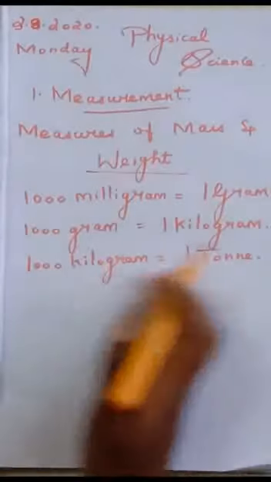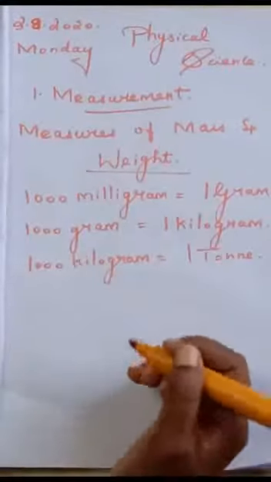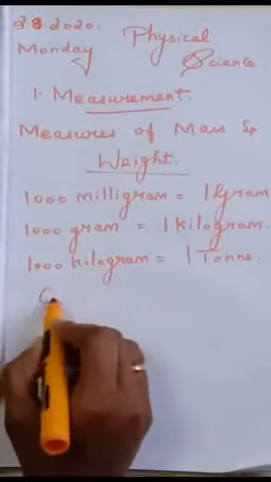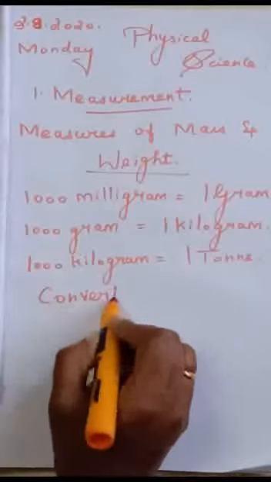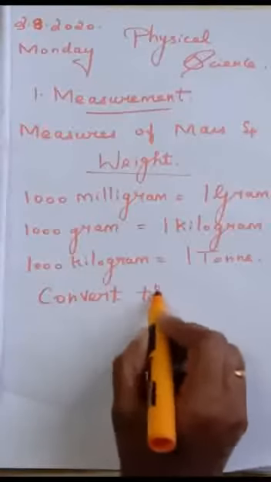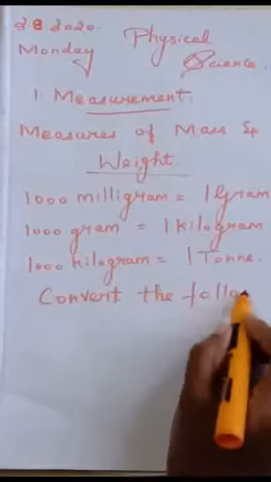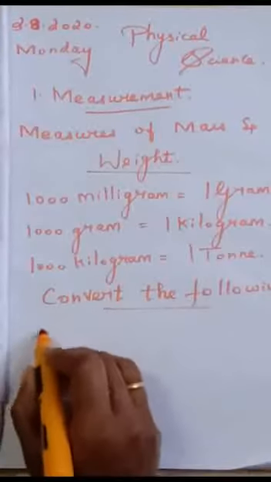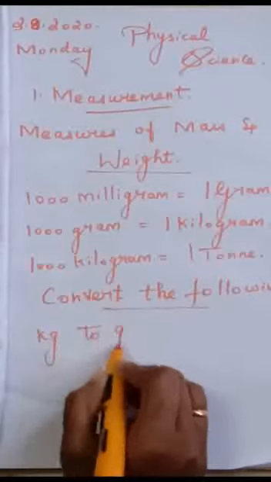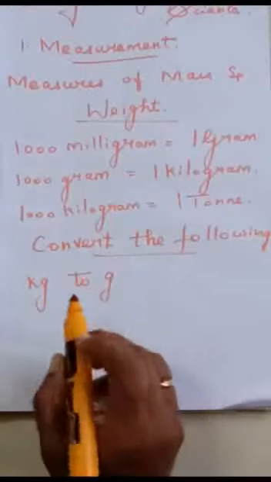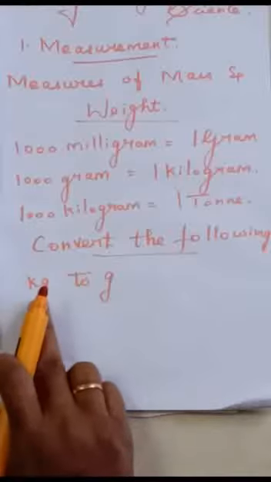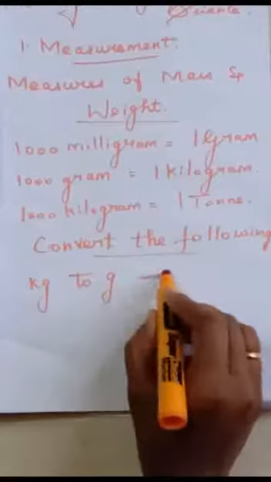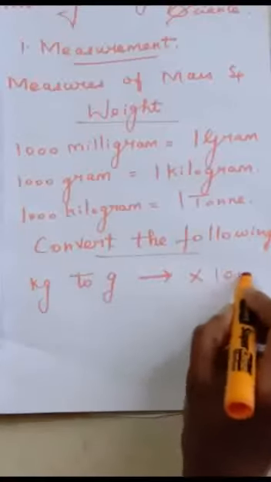Shall we start the shortcut method and what are all the steps to be followed? Fine. So when we are supposed to convert, what will we be converting? We have two things: one is kilogram to gram and the other is gram to kilogram. Kilogram to gram means, when we have to convert the kilogram unit to gram unit, we are supposed to multiply with 1000.